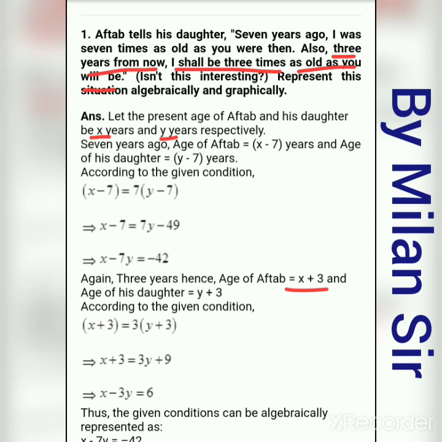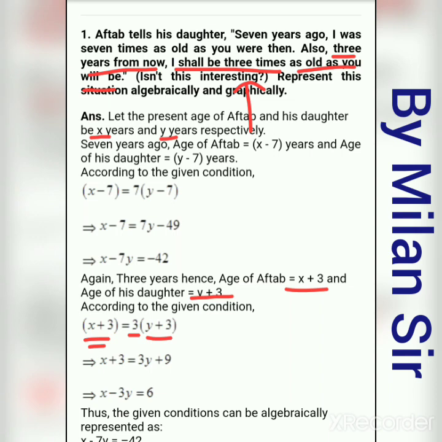Okay, x plus 3. The present age is x years, so after 3 years it will be x plus 3, and the age of his daughter will be y plus 3. Now what Aptab tells his daughter is that 3 years from now, I shall be 3 times as old as you will be. So Aptab's age x plus 3 is equal to 3 times his daughter's age, so 3 multiplied by his daughter's age y plus 3.